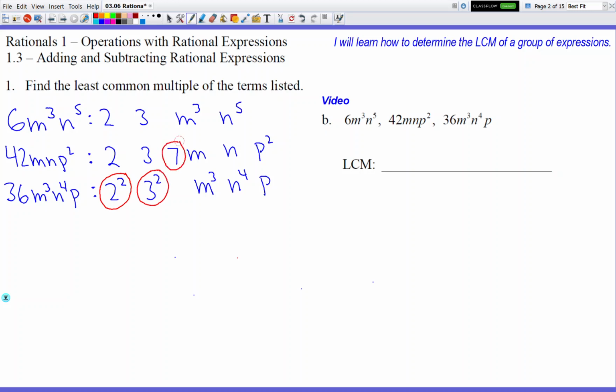The most for the m's is a tie. So since it's a tie, you can circle anybody you want. So I'm just going to circle the top guy because he hasn't won anything yet. So I'll circle the top guy because he's feeling kind of left out.